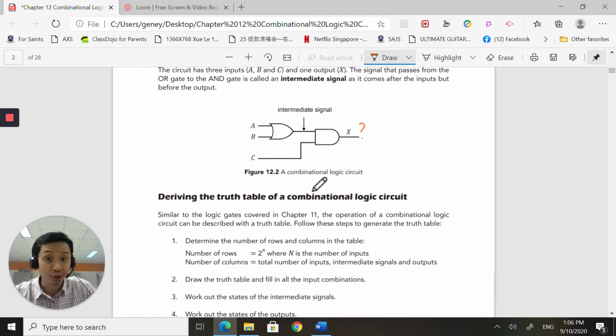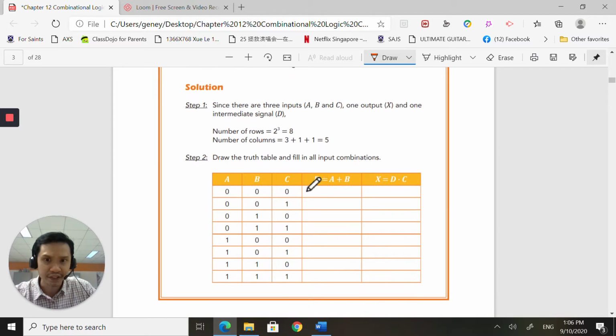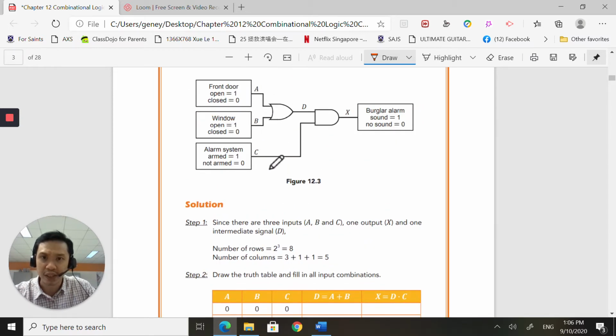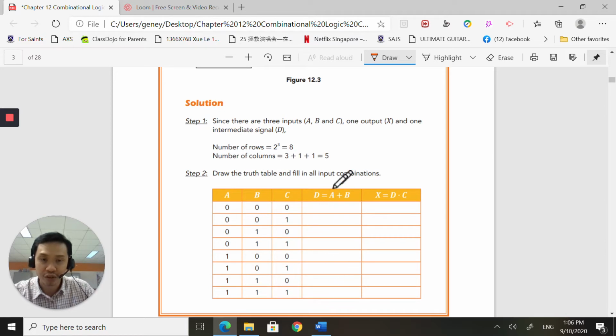When we draw a truth table, it's going to look slightly different. In this case, we still have three inputs, A, B, C. I'm not going to be too concerned about the parameters here. I just want to teach you how to derive the output X. So with three inputs A, B, C, I want to derive the intermediate signal, and let's call this D first. So D is A or B. I'm going to have an additional column here called D, A or B, and I'm just going to look at A and B here.